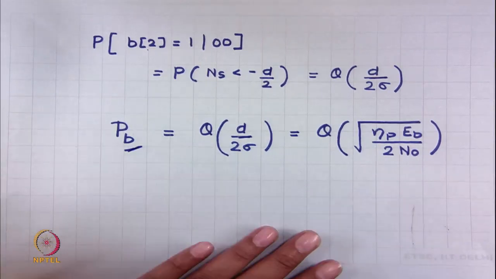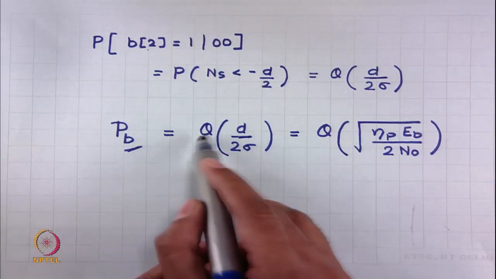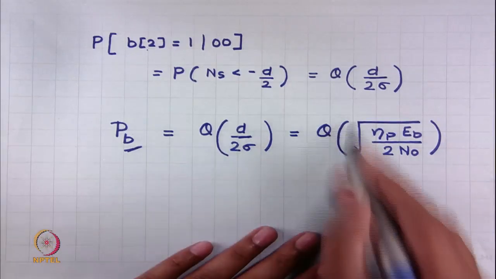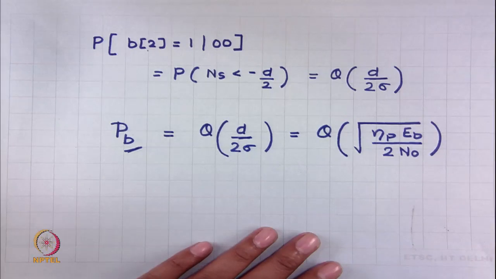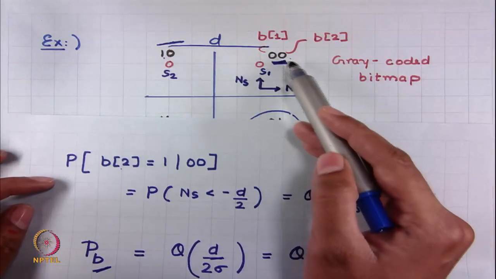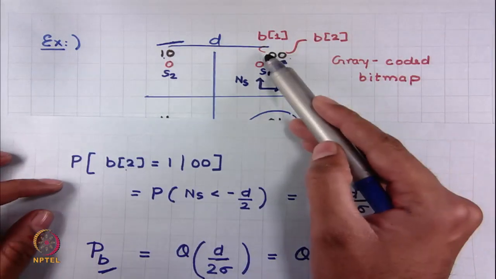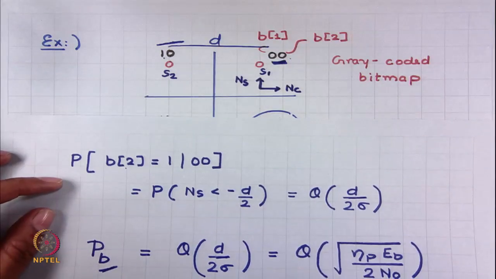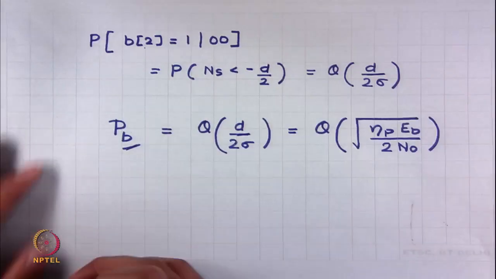The overall probability of bit error is simply Q of d by 2 sigma, which is Q of root of eta p ab no by 2. And remember, these bit errors are independent. So, this bit error does not depend upon this bit error, and that is why these probabilities simply add.